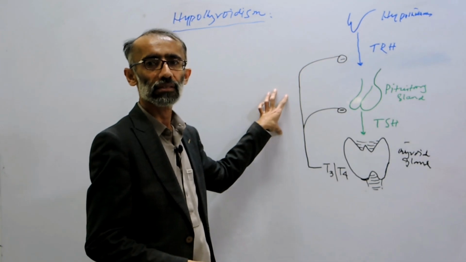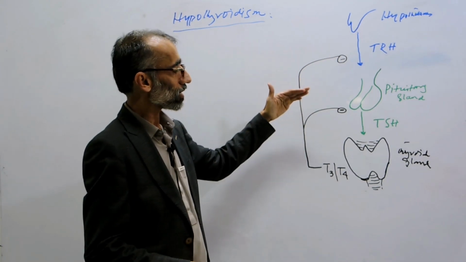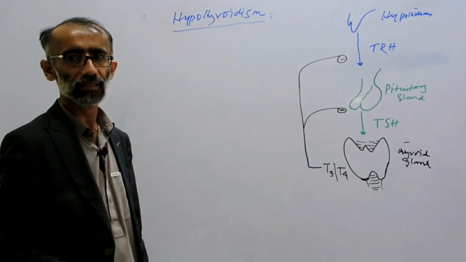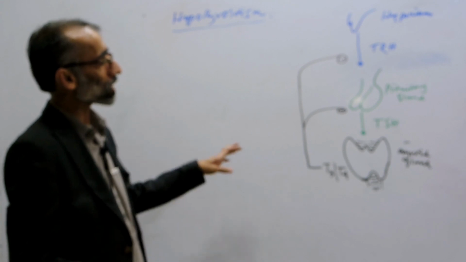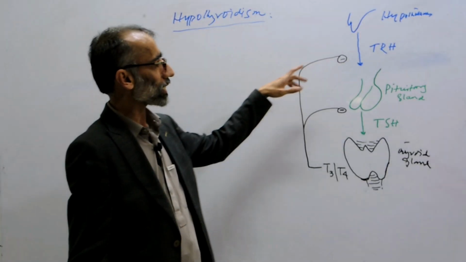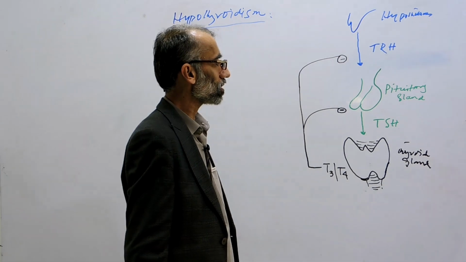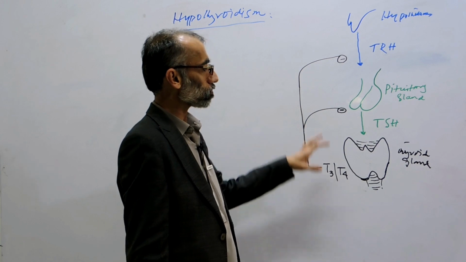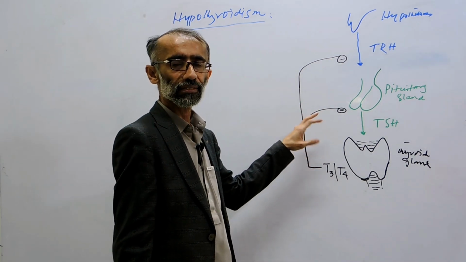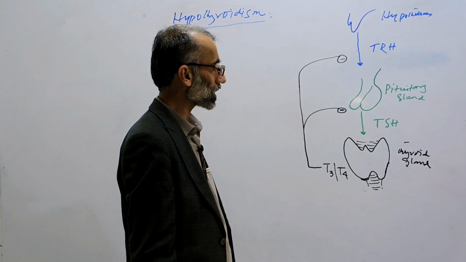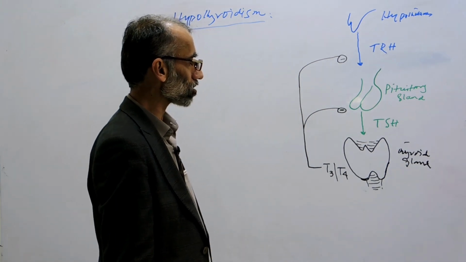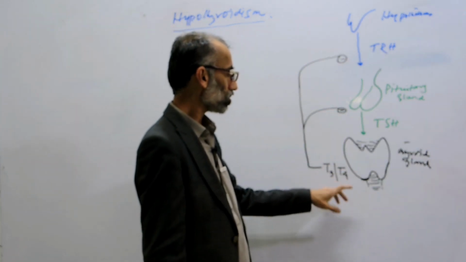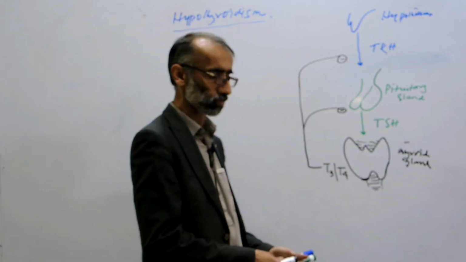This is the hypothalamic pituitary and thyroid axis. Hypothalamus synthesizes and secretes TRH. It acts on the anterior pituitary gland. Anterior pituitary gland synthesizes and secretes TSH, thyroid stimulating hormone. It stimulates the thyroid gland to produce T3 and T4.